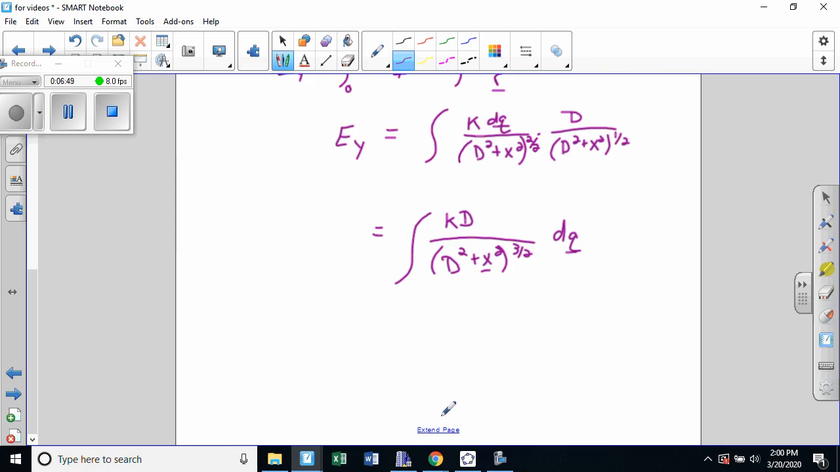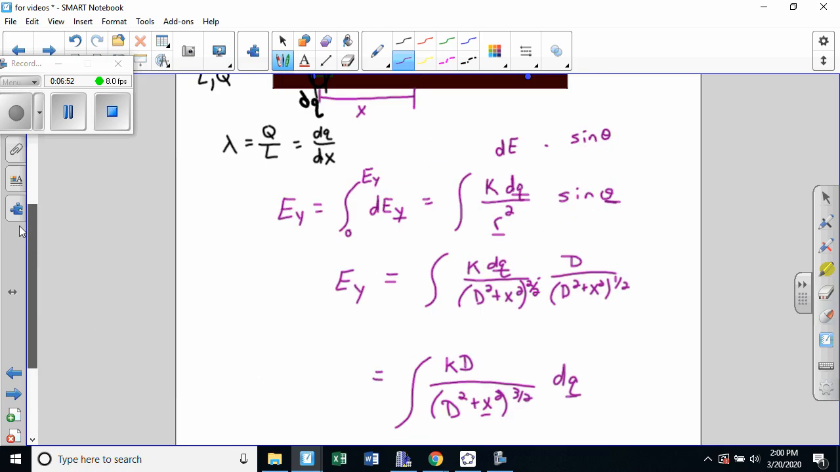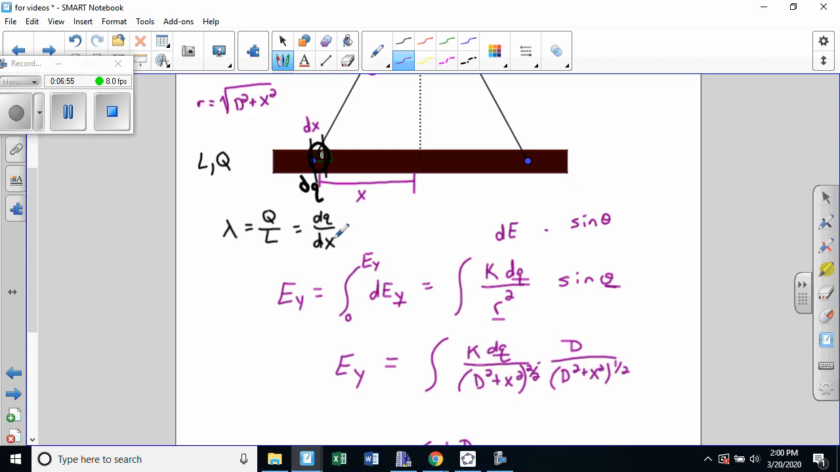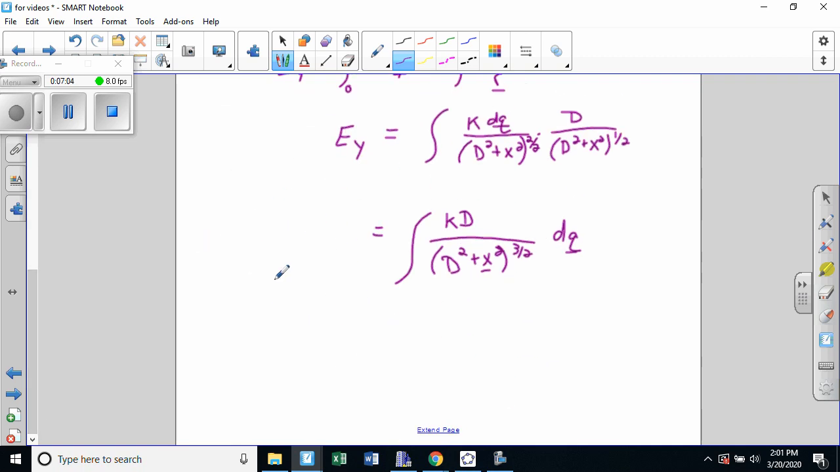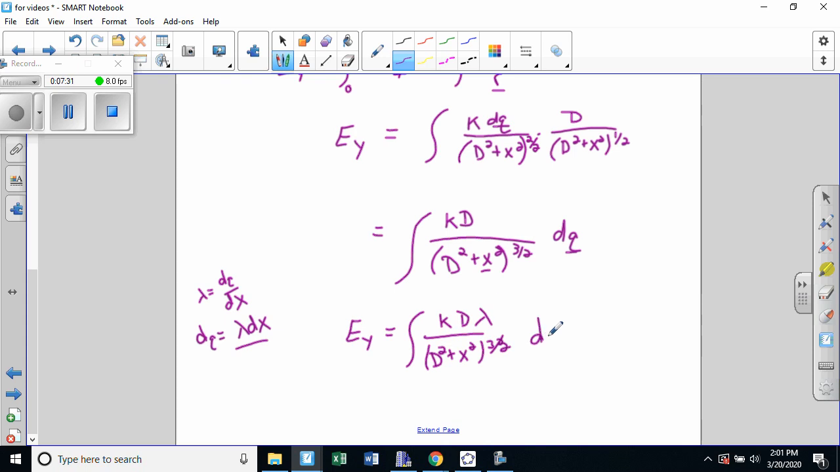So I do need to make a change to that dq. And the way I'm going to get that change is by looking at the linear charge density, right? This little length of bar should have the same ratio of charge to length as the overall length of the bar. So I'm going to write that again, that lambda is dq over dx. So then dq can be written as lambda dx. So my electric field in the y direction is equal to the integral of k times d all over d squared plus x squared to the 3/2 times dq, which is just lambda dx.